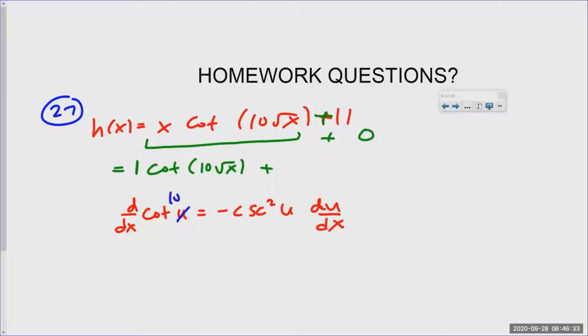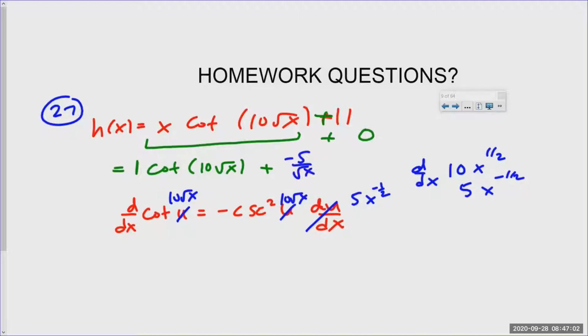The u is actually 10 square root of x. And the derivative of u, okay, so the derivative of 10x to the 1/2. Guys, isn't that 5? Because 10 times 1/2 is 5x to the negative 1/2. Is that right? Okay, so this right here is going to be 5x to the negative 1/2. So I'm just going to plug this right side in right up here. So this is going to be negative 5 over square root of x times cosecant squared 10 square root of x.